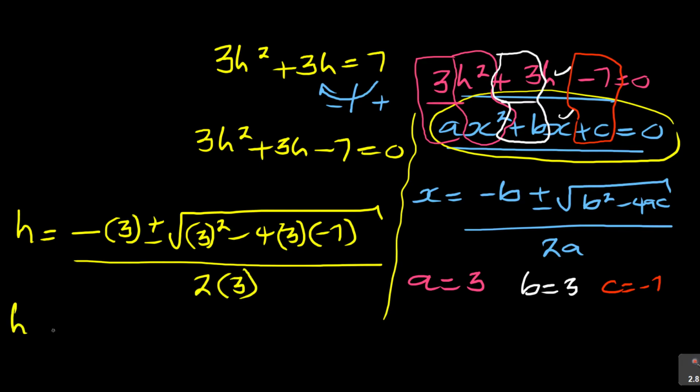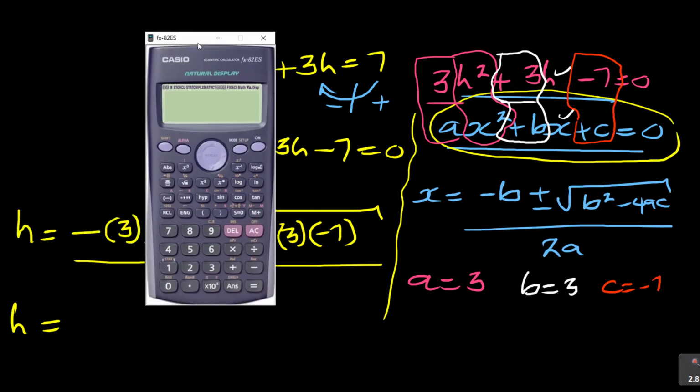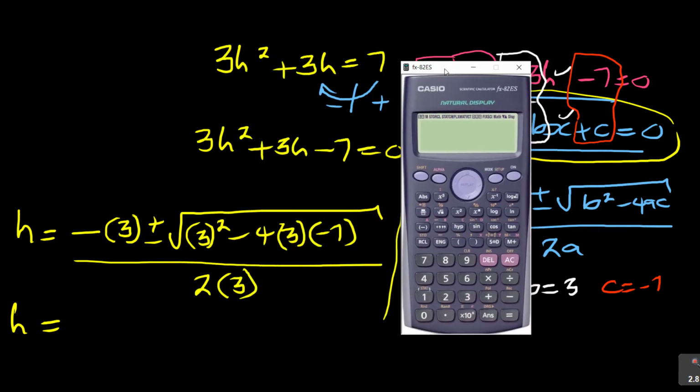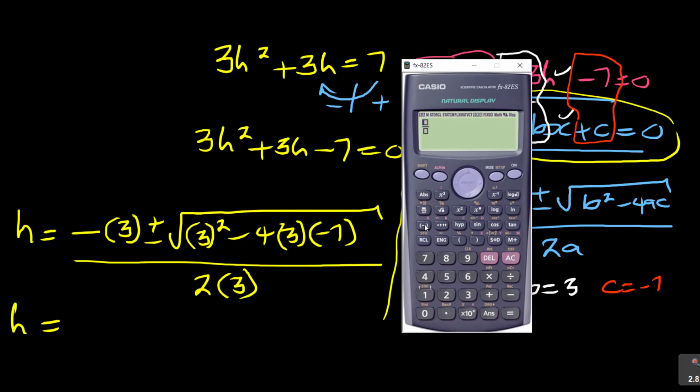That's why they say leave your answer to how many decimal places, guys? They say leave your answer to 3 decimal places. Now I'm going to show you how your calculator can make things easier for you. So let's put this in: say fraction, minus 3 bracket 3. Take it as you see it.